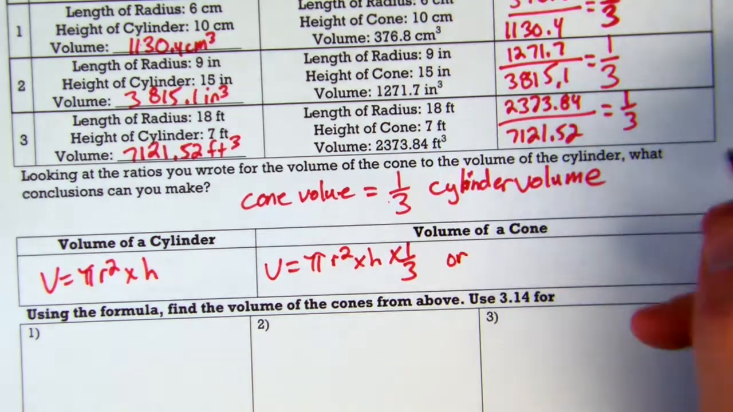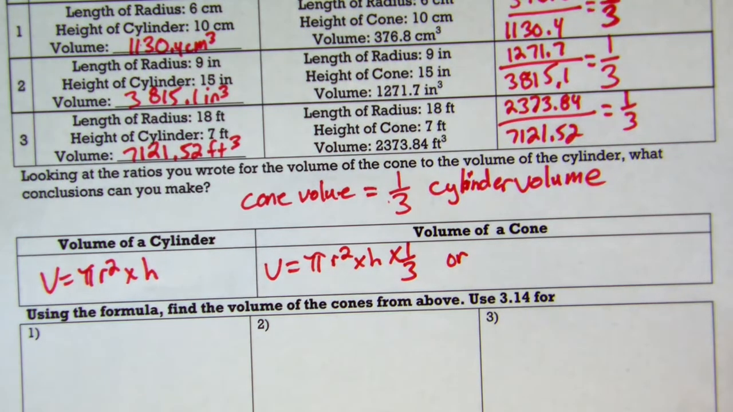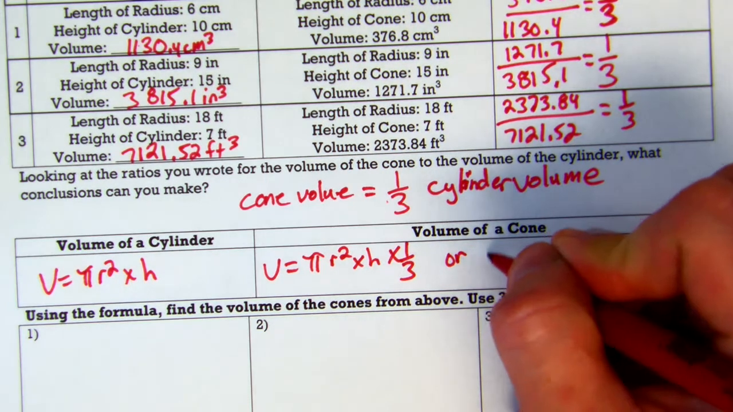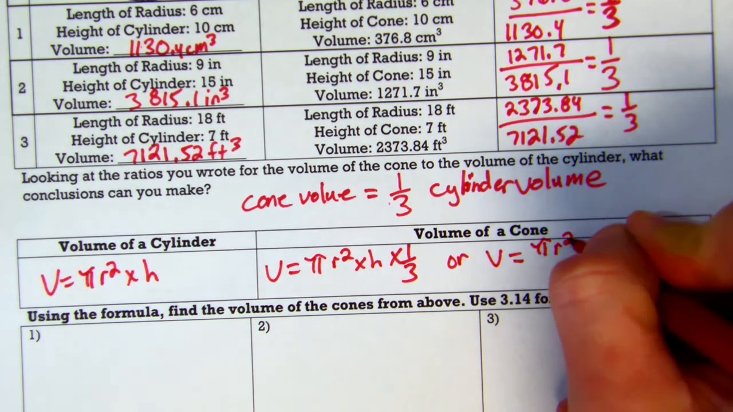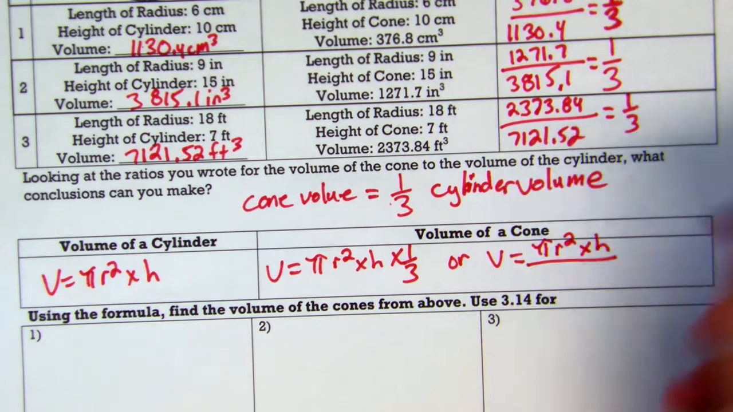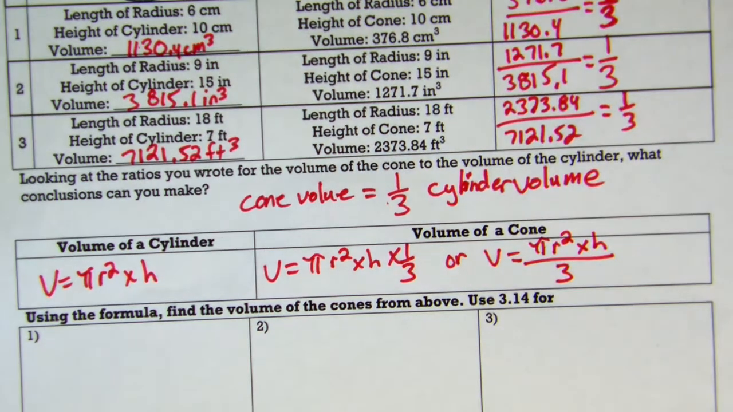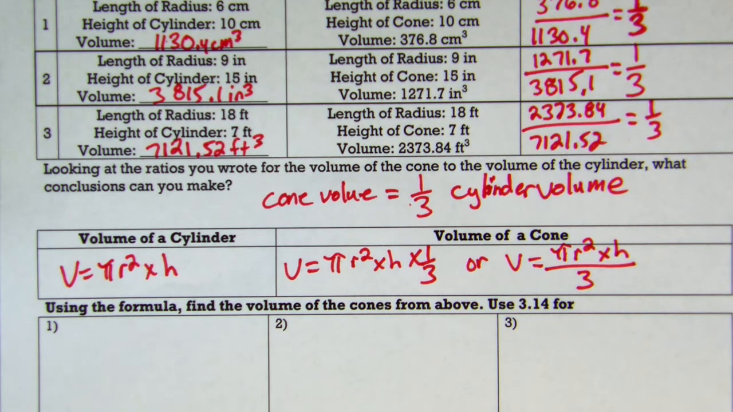Or for those of you who, like with the triangle, instead of multiplying by a half, like to divide by 2, you can do the same thing with this. We can say the volume is equal to pi r squared times your height divided by 3. Either one will work. Okay.